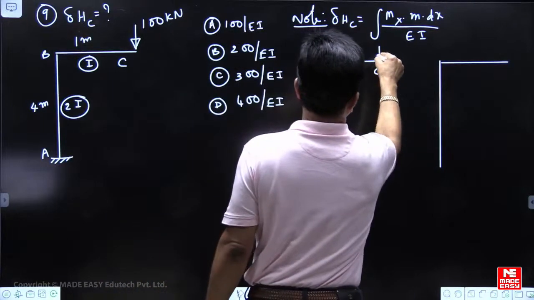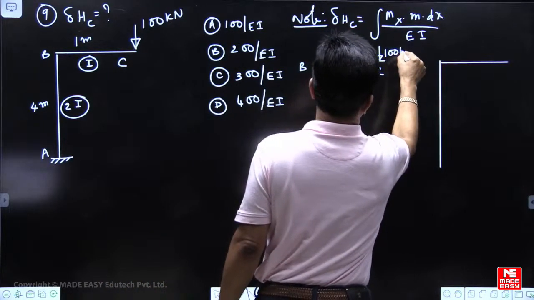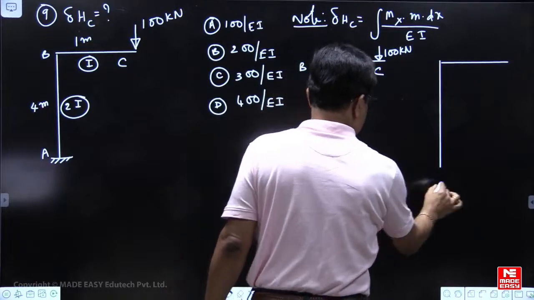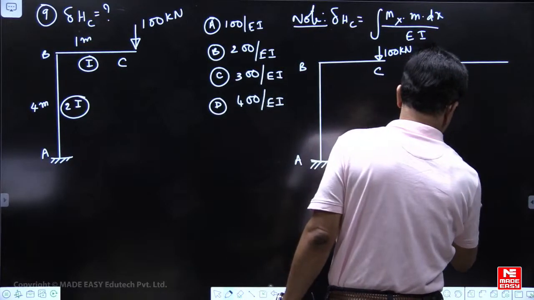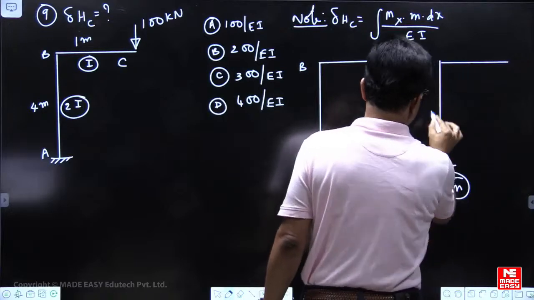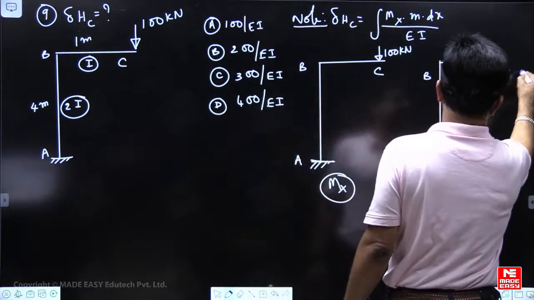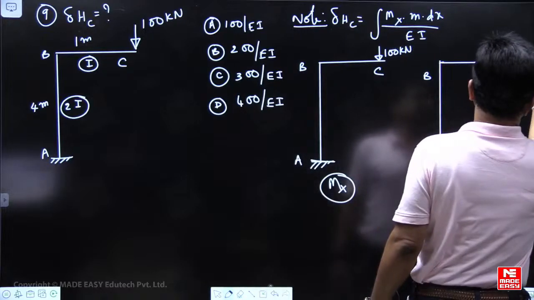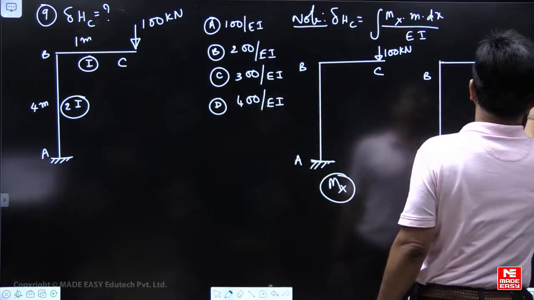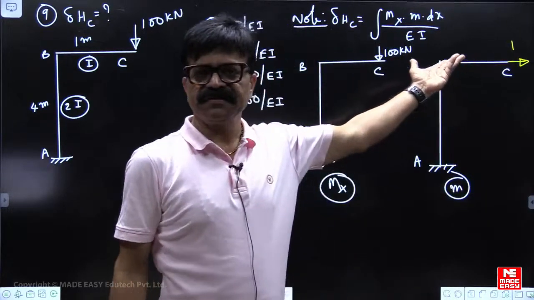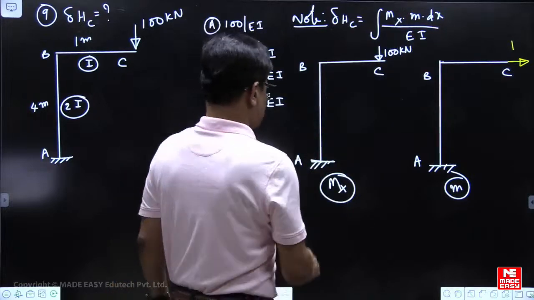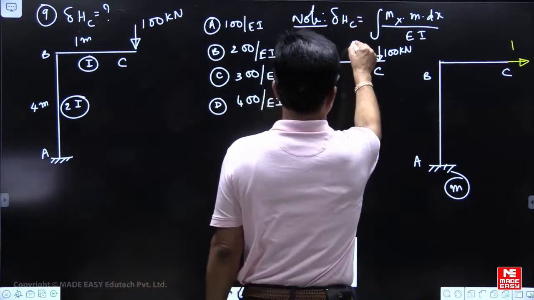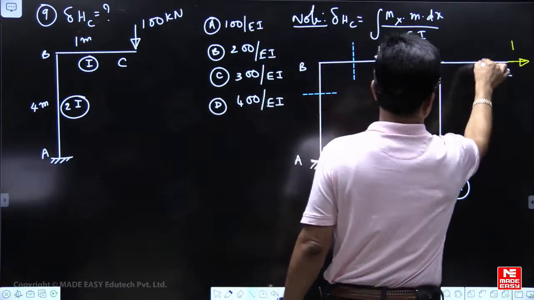This is 100 kilonewton. This is the Mx diagram. This is the m diagram. Horizontal displacement we are asking, so you must apply 1 here. It has no units, we will not write it now. Two segments. Cut here, cut here. Cut, cut.